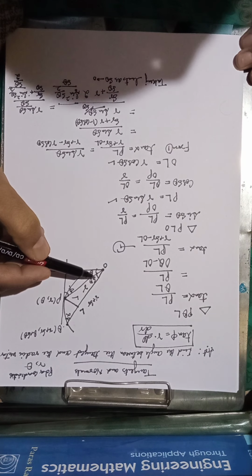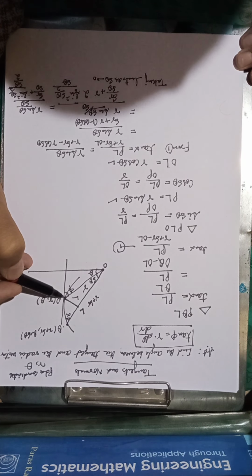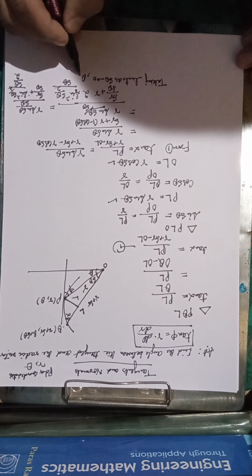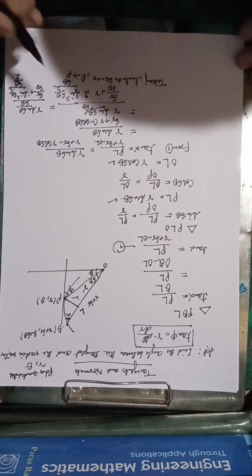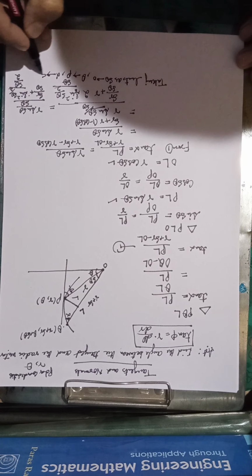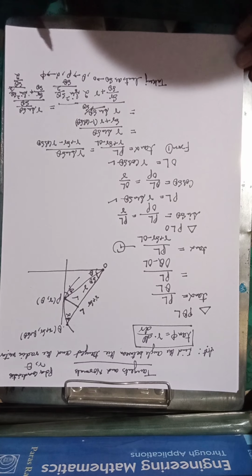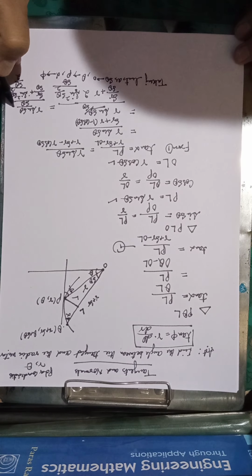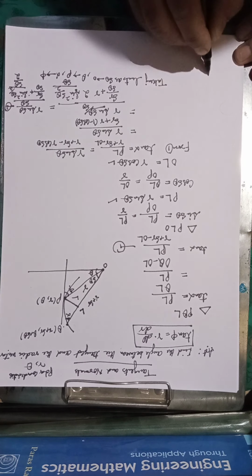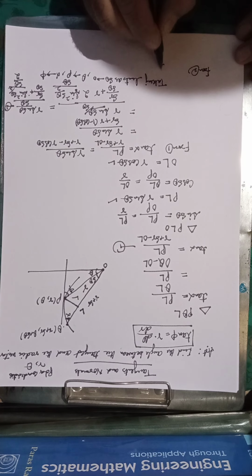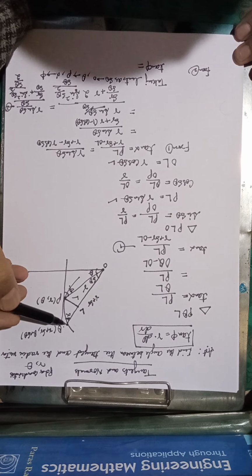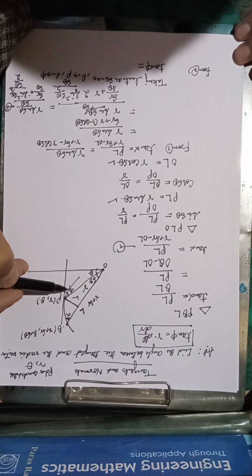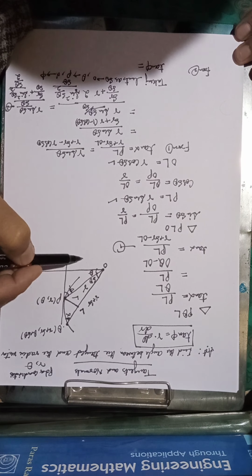See, when del theta approaches 0, your Q will approach P. When Q approaches P, then this alpha will approach phi. What will I get? I will get tan phi, instead of alpha. When Q approaches P, alpha will approach phi and del theta will approach 0.